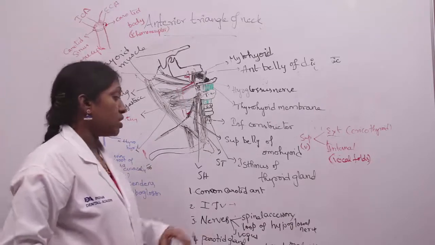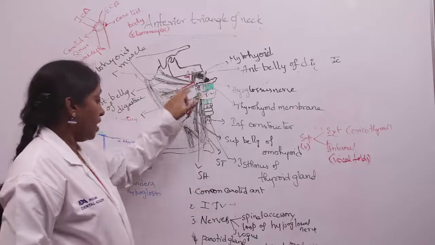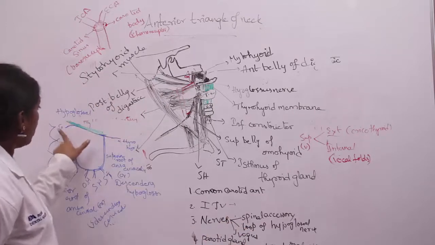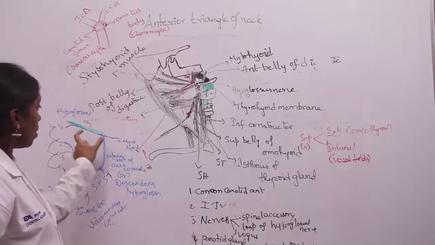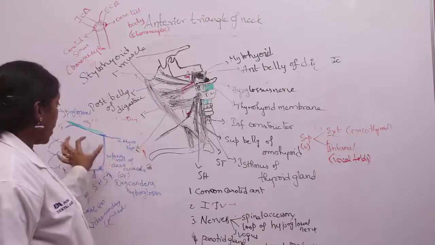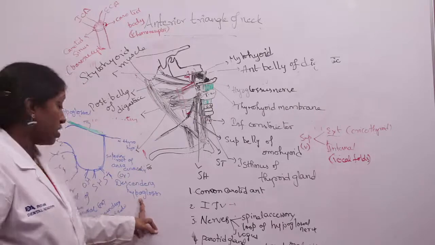And coming to the nerves, the spinal accessory nerve is here on the upper part of the triangle, and here is the loop of the hypoglossal nerve. The branch from C1 passes along with the hypoglossal nerve and supplies the thyrohyoid, and forms the superior root of ansa cervicalis. We can call it the descendens hypoglossi also.